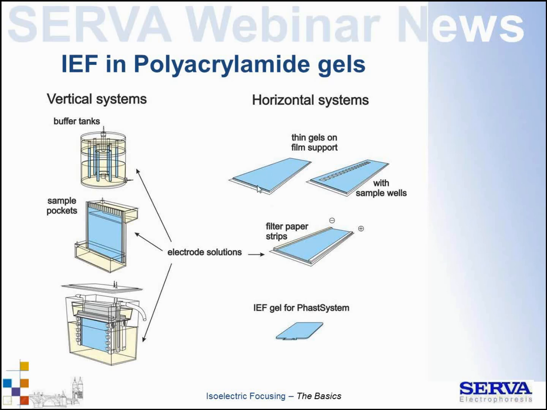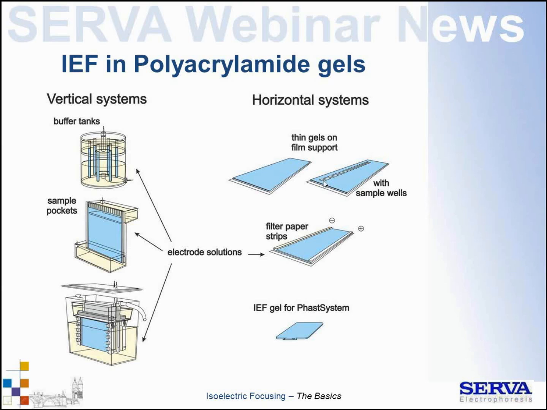Formerly, the gels were polymerized on glass plates, but it's much more practical to polymerize them on plastic film material, so nowadays you run them on film support. And you can do this in very thin gels. When the gels in the 70s were like 2 millimeters thick, nowadays people perform isoelectric focusing in 0.5 millimeter or 0.6 millimeter, or even thinner layers of polyacrylamide.